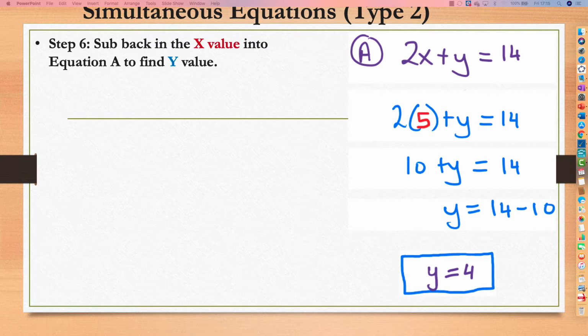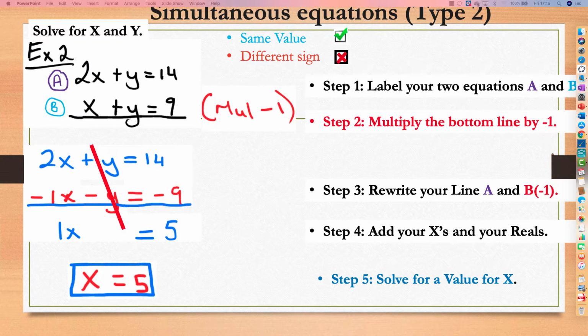Alright, so with that in mind, the only bit of this that's any different to the one we just did is we have to multiply the bottom line by minus 1 at the beginning. Is that alright? So have a go at this. I always do that, just so I always know I do the same thing. 2x plus y is equal to 14, x plus y is equal to 9.